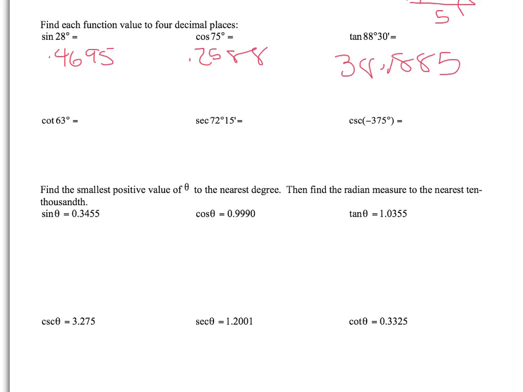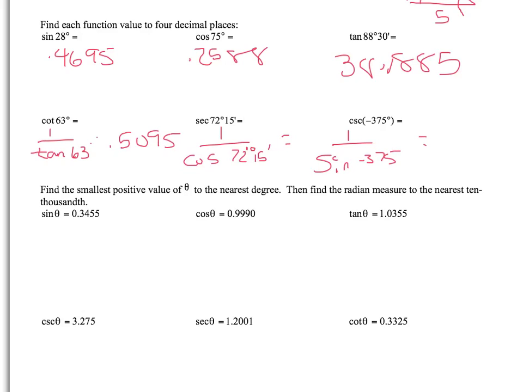To type cotangent, the way you type it is 1 divided by tan 63. So 1 divided by tan 63 is equal to 0.5095. I'll show you how to type the other ones, and you will type them on your own afterwards. Secant is 1 over cos, and you'll do 72 degrees, 15 minutes. And then for cosecant, it's going to be 1 over sine of negative 375. So those last two in that one, I do want you to try on your own and see if you can get it.